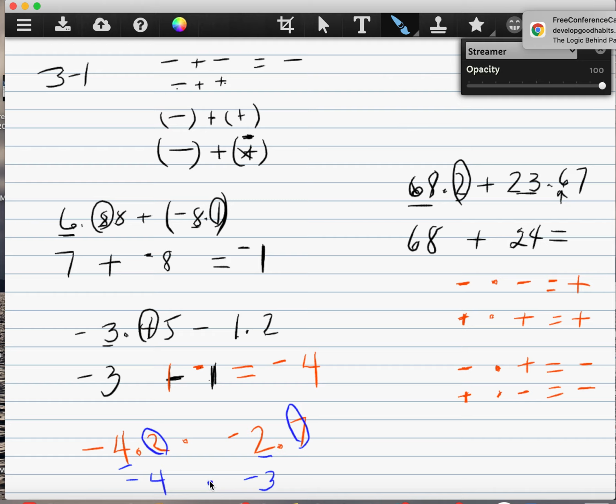We're multiplying. Remember this. If the signs are the same, when you're multiplying, it's a positive answer. So 4 times 3 is 12, and the signs are the same, so it's positive 12. And if you want to put a positive in front of it, you can, if that helps you. All right? So you've got to round. Once you round, then you've got to follow your rules for your signs. Okay?